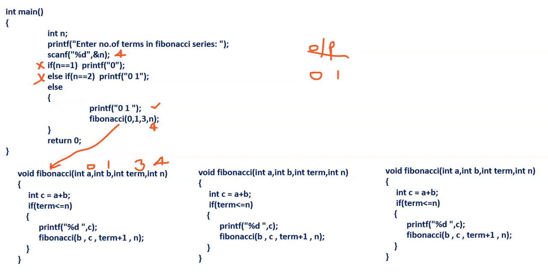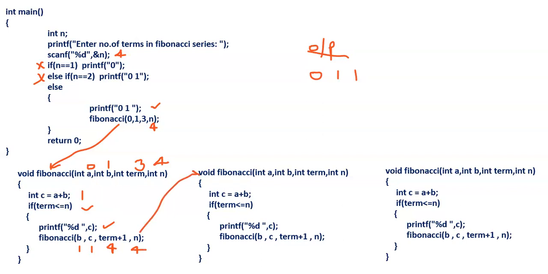Then we are calculating c value. C is equal to a plus b, 0 plus 1, that is c value gets 1. We are checking term value. Term value 3, 3 is less than or equal to n, that is 4, that is correct. Then c value is printed. What is c value? 1, 1 is printed. Then again we are calling Fibonacci function by passing arguments b value, which is 1, c value 1, term plus 1. Term value is 3, so term plus 1 means we are passing 4, and n value is 4.